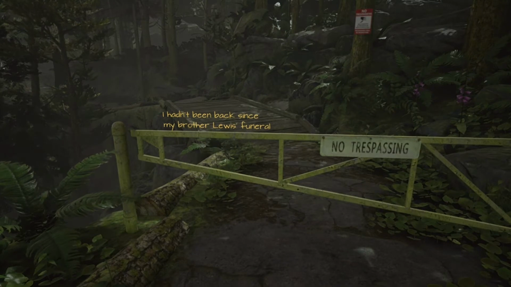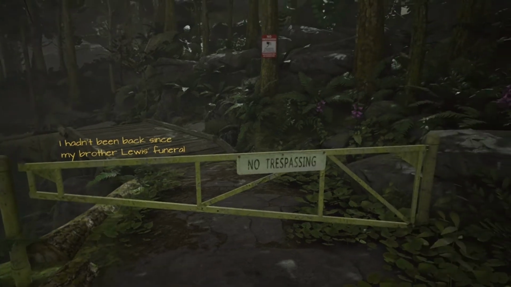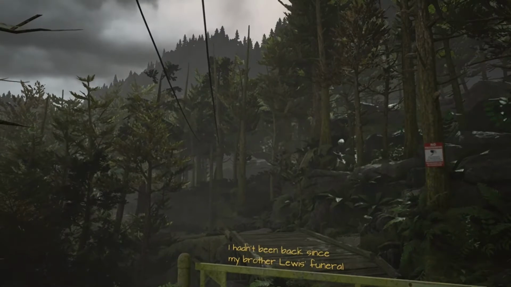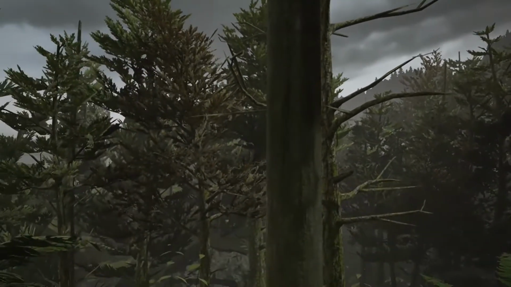Okay, we have one brother, Milton, who disappeared, and we have another brother, Lewis, who obviously is dead because they had a funeral. And it's no trespassing. Looking at this, we're in the middle of the woods. It's dark. It's overcast, right?